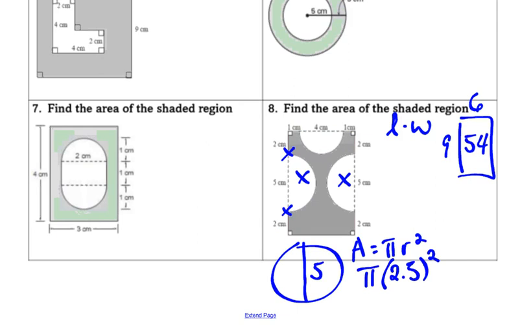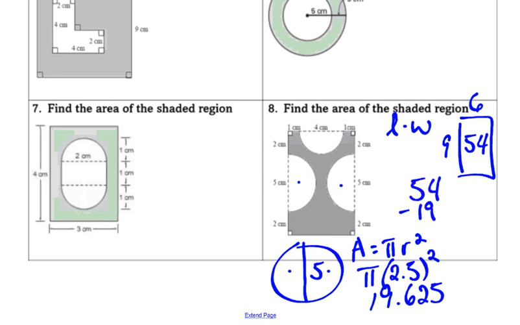So I do 2.5 squared times pi, and that tells me that the area is 19.625. If you'd like to divide that by 2 and then put the area of each half circle in there, you could. But remember, this and this are just this and this put together. So we really have that entire area. So we're going to do 54 minus 19.625.